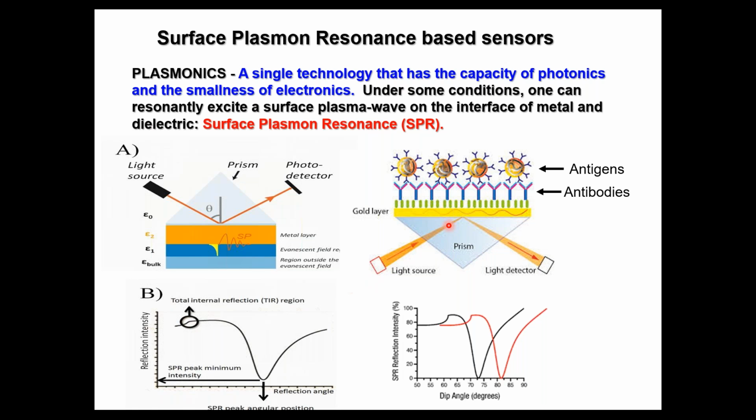So a light source falls on it, coupled through a prism, and this is a thin layer of gold, over which you have antibodies immobilized, which you can do through functionalization. And these are the antigens. How many antigens are getting bound to these antibodies can be directly monitored by changing this angle and then seeing how much shift in this dip is occurring. So that is a huge area of surface plasmon resonance, and a lot of work is being done in this area.